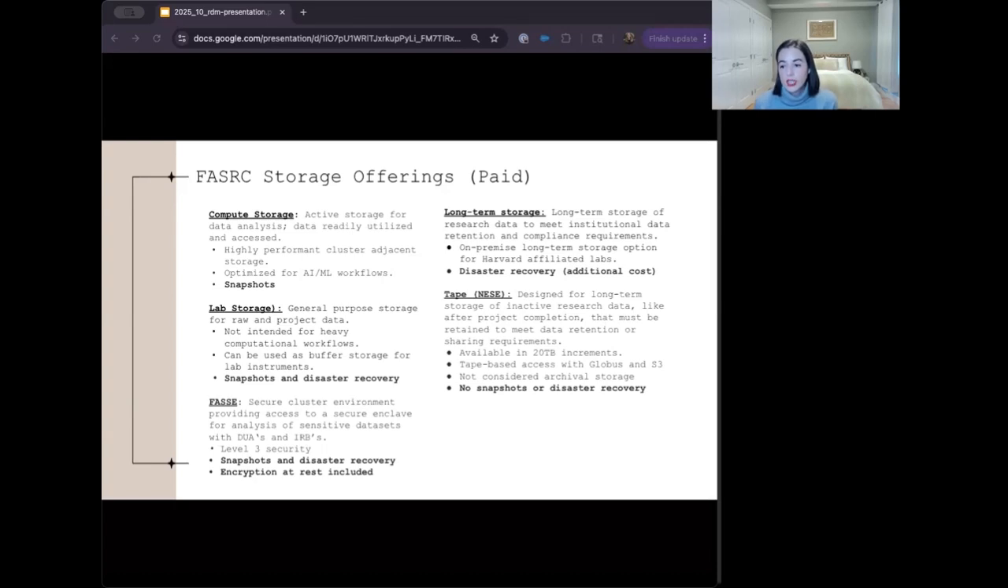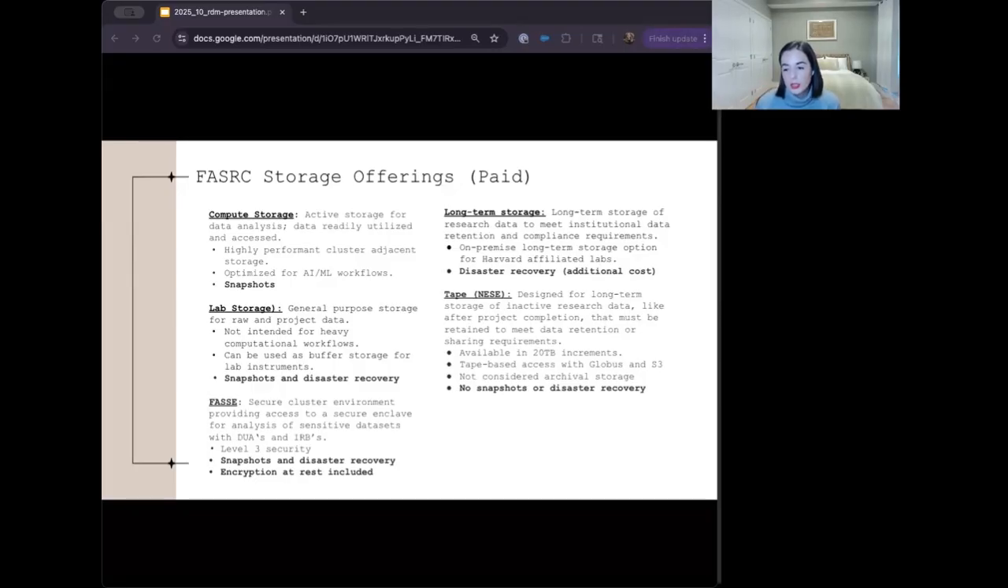And then we'll have long-term storage, which is intended to house research data towards the end of your life cycle in order to meet institutional data retention and compliance requirements. This is an alternative to Nessie tape. So it's going to be an on-premise long-term storage option that is maintained by FASRC and will be available to Harvard affiliated labs. Nessie tape will remain the same, so it will stay as is.